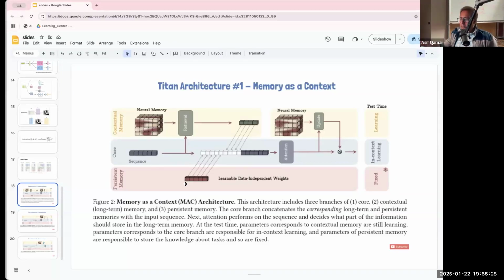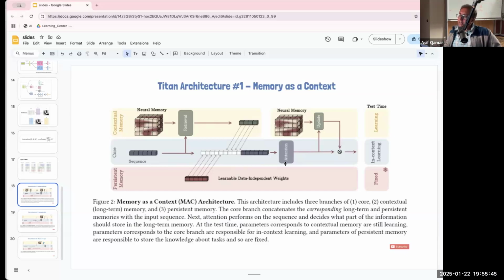So this is the same diagram you are going to see in the paper. Now we have some context, right? If you look at this diagram, in this paper there are 2 or 3 variants of this architecture. But let me walk through this architecture.